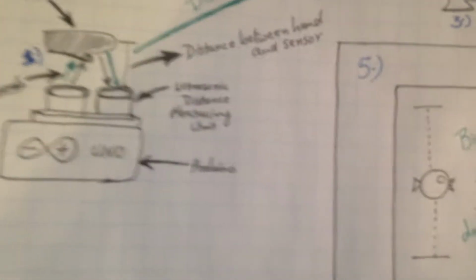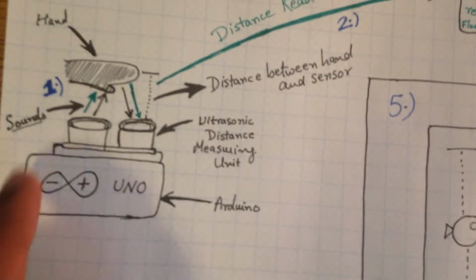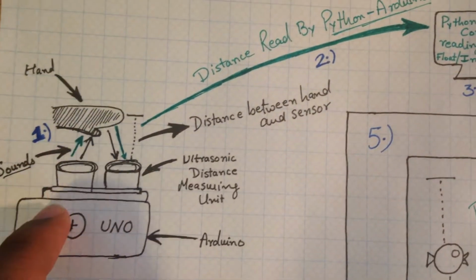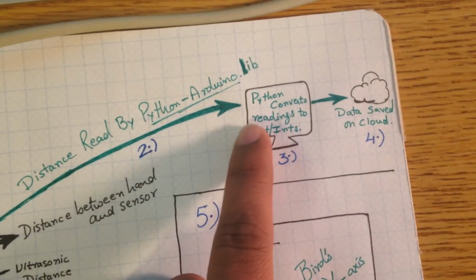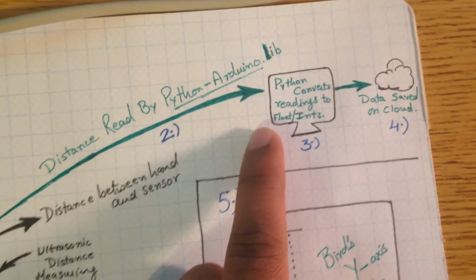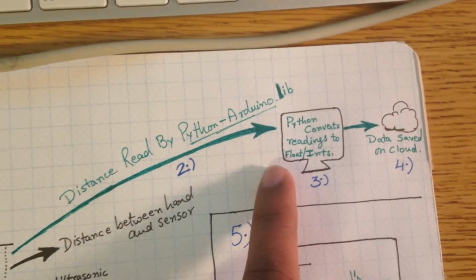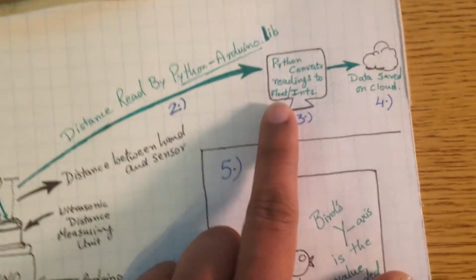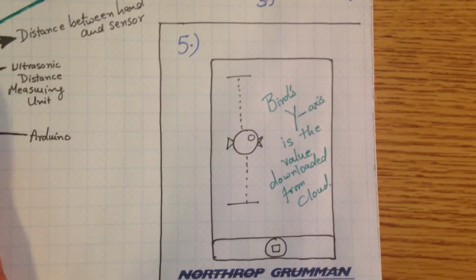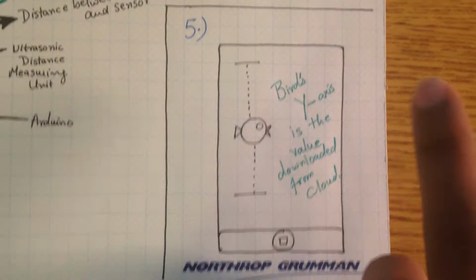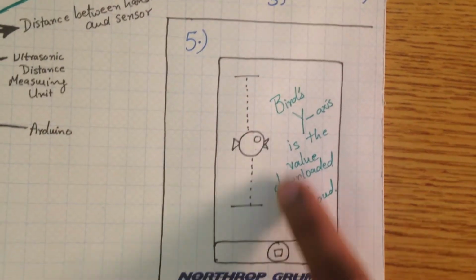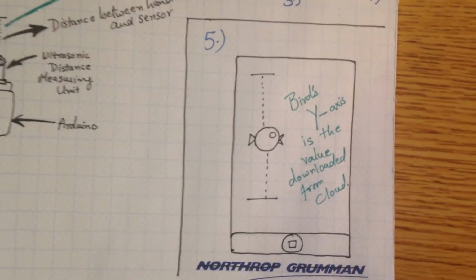And so we have the Arduino connected to an ultrasonic distance measuring unit, which measures the distance between your hand and itself and posts the data onto the serial monitor. The Python, along with the Python Arduino library running on the same computer, reads each line of the serial monitor, converts it to a desirable float, and puts it onto the Firebase. The app running on any iOS device downloads the data from the Firebase and positions the bird's Y coordinate based on the data we get from Firebase.